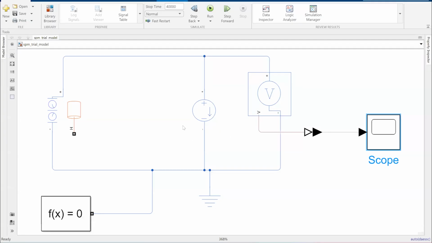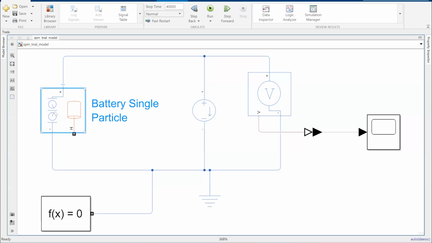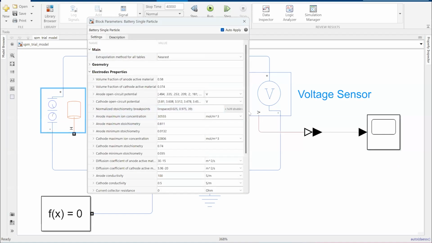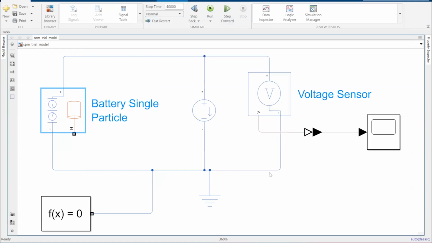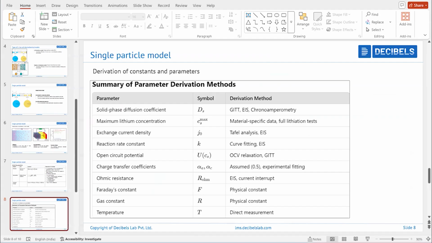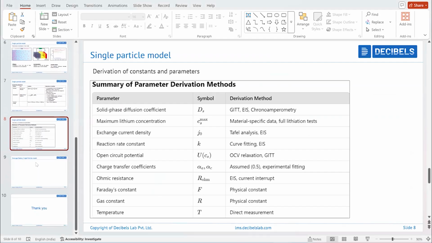Again, this has been configured for LFP. If you want to do it for an NMC cell or any other type of cell, the anode open circuit potential and cathode open circuit potential have to be changed over here. You have to get it for the anode and cathode of an NMC cell. Yeah, so those are the changes that you can expect when you simulate it for an NMC cell. So this is the quick overview of the single particle model along with the Simscape overview.